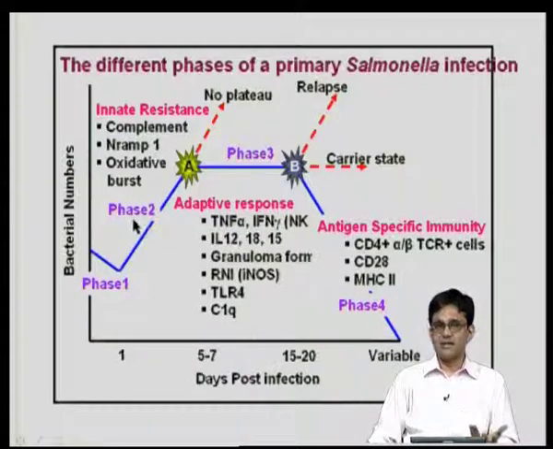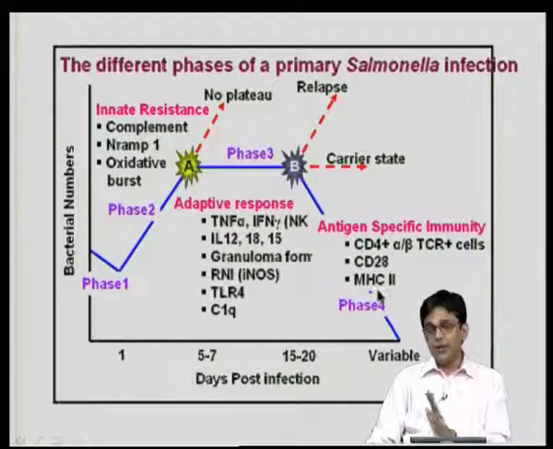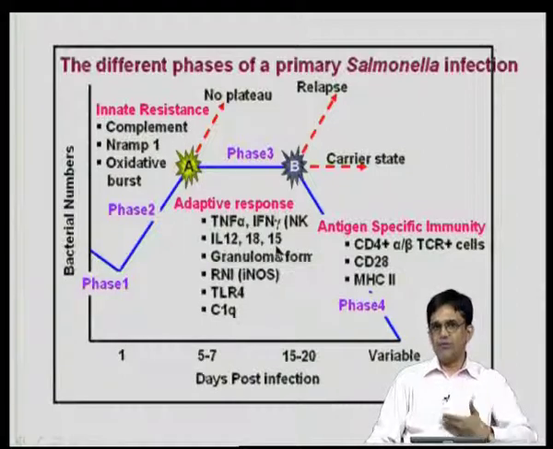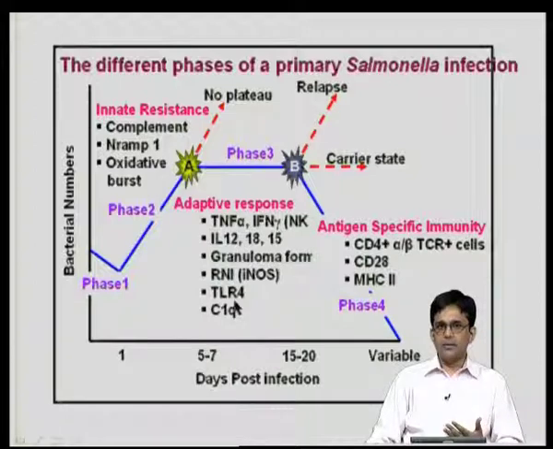So the first response is obviously the innate resistance. So you have NRAMP, which is important, oxidative burst, and complement, which are important in the first phase. Then you have the adaptive responses, and here you have interferon gamma, IL-12, granuloma formation, the production of nitrogen intermediates, the complement, and so on. And then subsequently at a later point you have antigen specific immunity. For example, you have the T cell response, you have CD28, which is the co-stimulatory receptor, and the MHC class 2 response, and that is what is shown over here. So you can see the initial one is the innate, and the later one is the antigen specific response, and right over here you have the adaptive form, where interferon gamma, the TLRs and the complement play an important role.